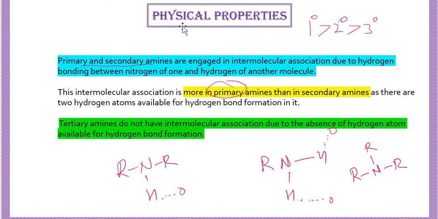Now next is physical properties, hydrogen bonding. If I compare among amines, primary amines make more hydrogen bonds than secondary than tertiary. Why? Because primary amines have more H, isn't it? It is RNH2, so it has 2 hydrogens, so it makes 2 hydrogen bonds. A secondary amine has just 1 H, so it makes 1 hydrogen bond with water. And a tertiary amine doesn't have H, so it will not make a hydrogen bond with water. That's the reason hydrogen bonding is stronger in primary, then secondary, then tertiary.